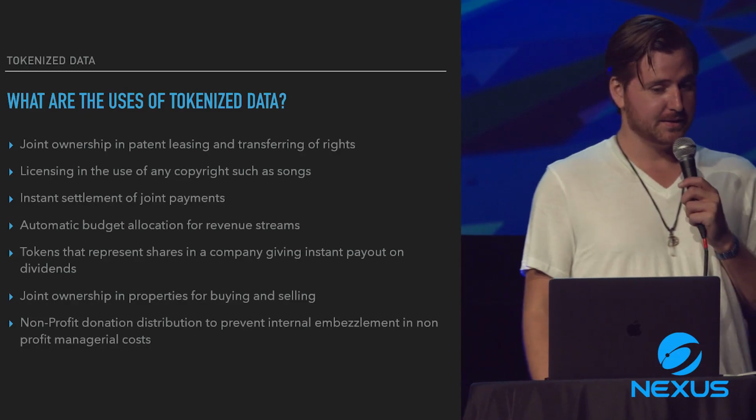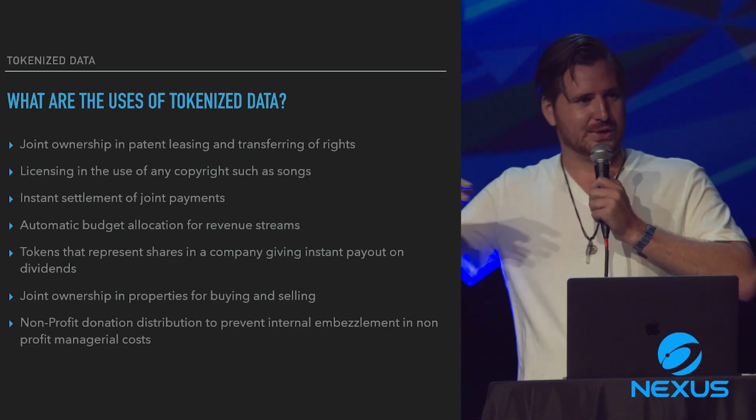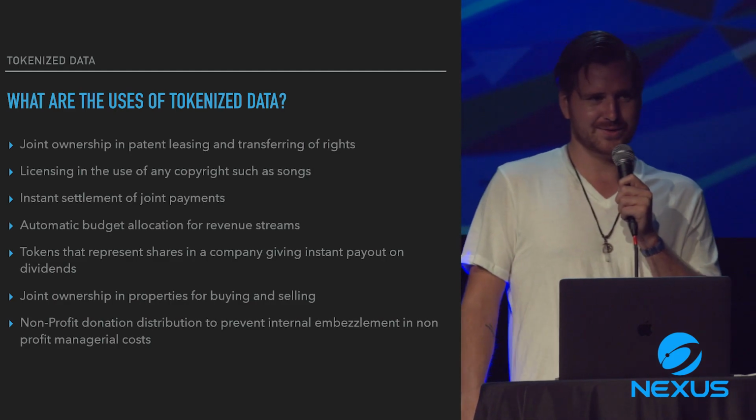But it's so far beyond that, because tokenized data allows tokenized ownership. Tokenized ownership means you have proof of many different events that happen. So what is the good use of this? Joint ownership and patent leasing, for one, which means you have a group of inventors that invent something. They create however many tokens they want. They give however many tokens to their investors. You don't need any legal paperwork.